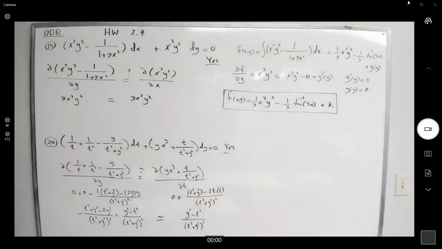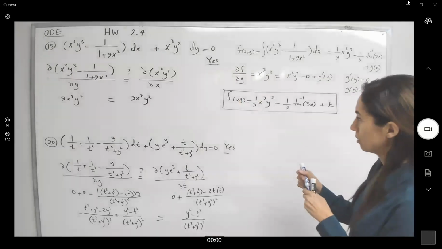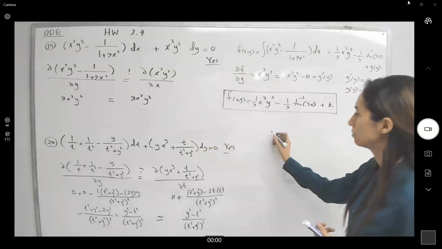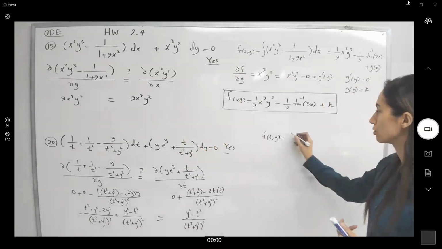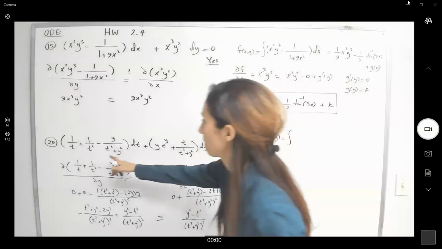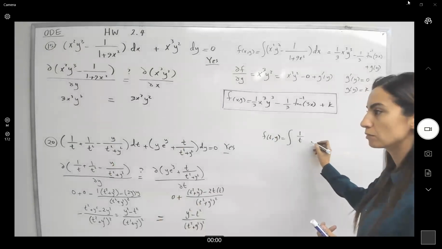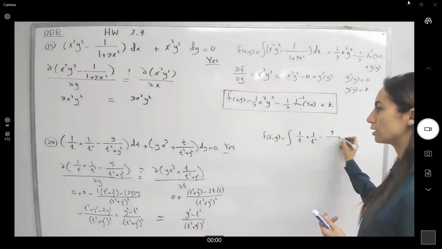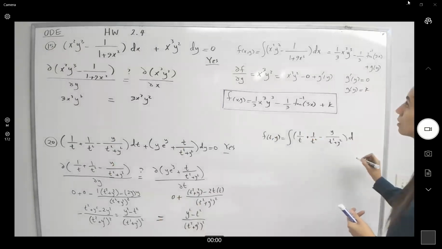Let's take a look at the second one, number 20. To find the solution, f of, you don't have any x, instead you have t, so f of t and y is equal to the integral of 1 over t plus 1 over t squared minus y divided by t squared plus y squared, dt.